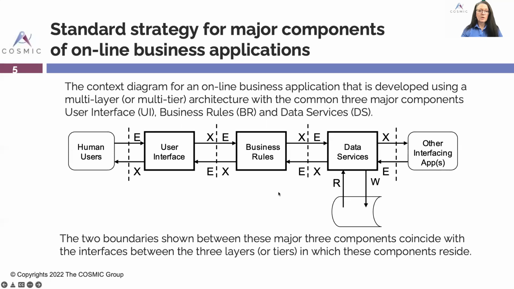Now, there are 2 more boundaries compared to the previous page in between those 3 major components, which coincide with the interfaces between those 3 layers. So that means that the business rule layer is a functional user of the user interface, and also it's a functional user of the data service. And the user interface has 2 functional users, the human user and the business rule, and so on for the data service.